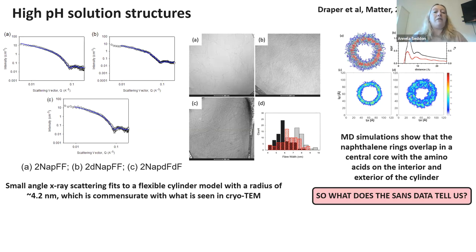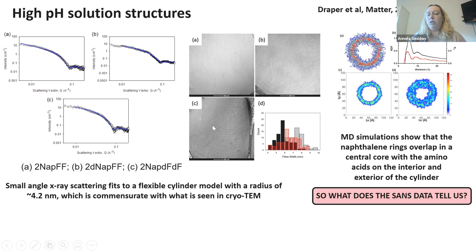So here's the kind of data we get out of a small angle X-ray experiment. These are very characteristic scattering patterns of something that is a flexible cylinder in solution. And if we fit these to a form factor, what we can pull out is the fact that the radius of these cylinders is around 4.2 nanometers in each case.